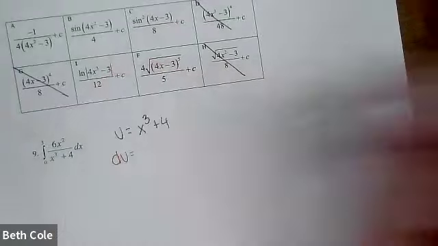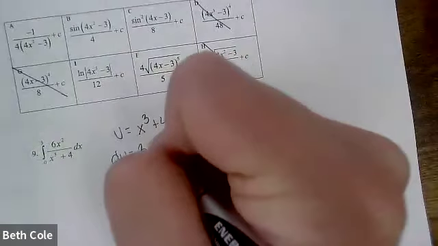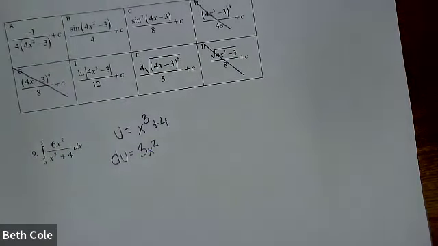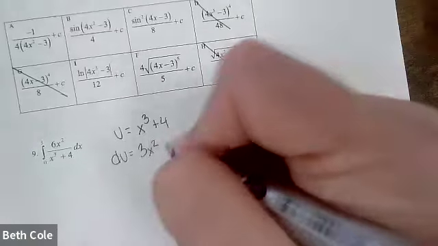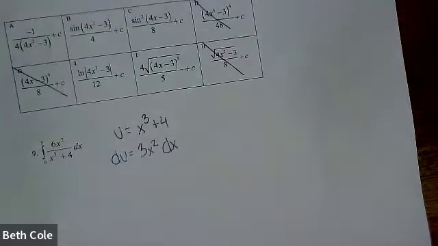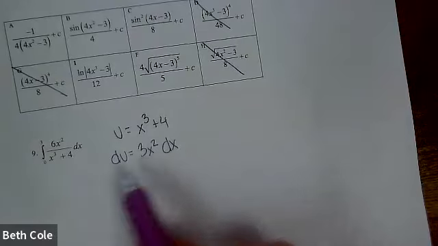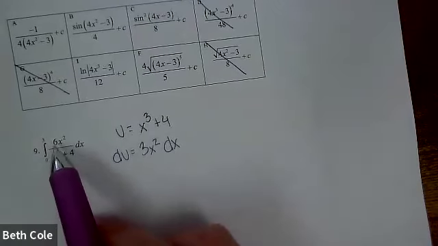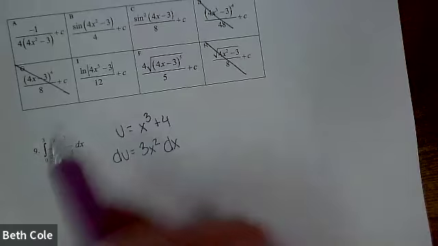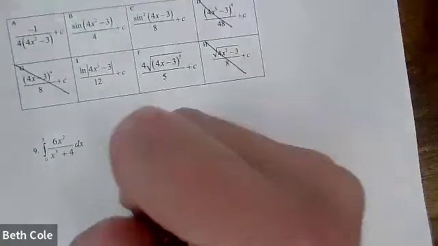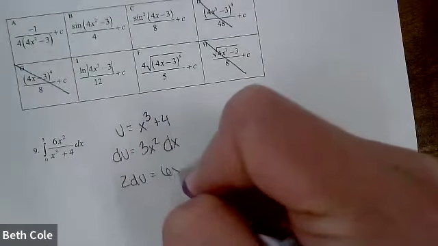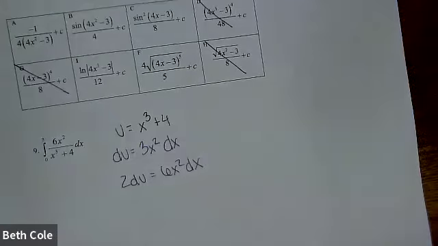Okay, derivative of that, 3x squared dx. Good, that was quick. All right, now you can either do a 1/3, or you can look at the problem and go, oh, there's a 6 there. How would we turn a 3 into a 6? Multiply by 2. So 2 du equals 6x squared dx.